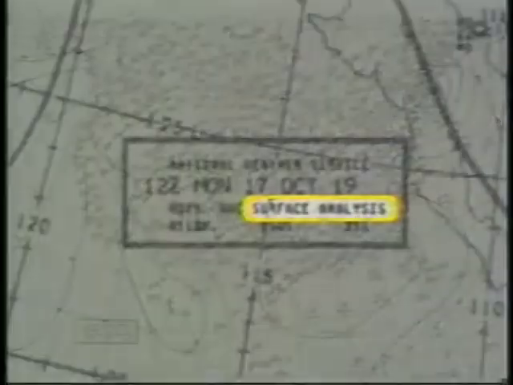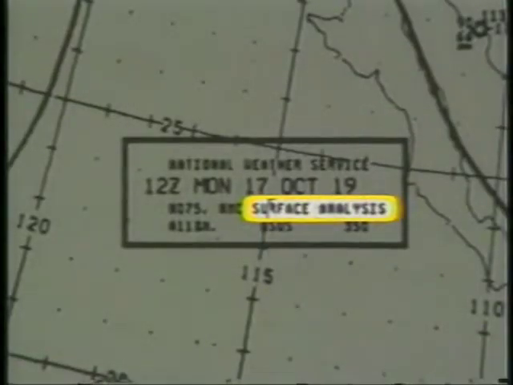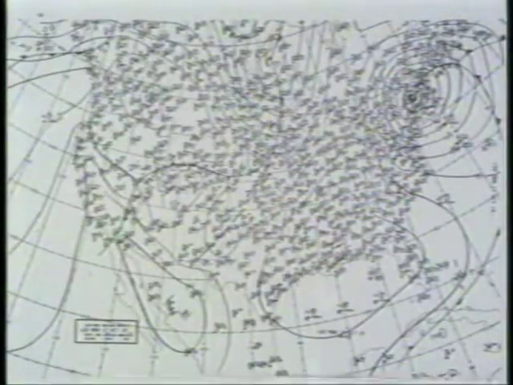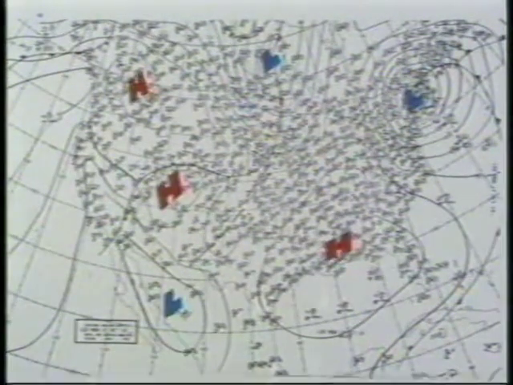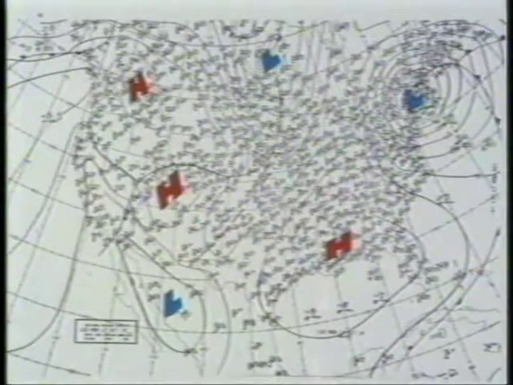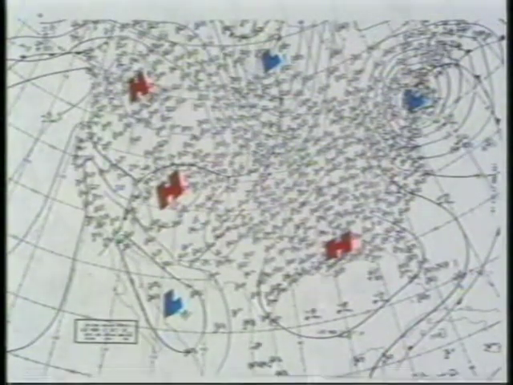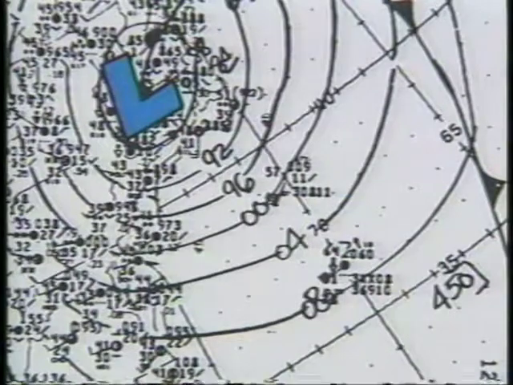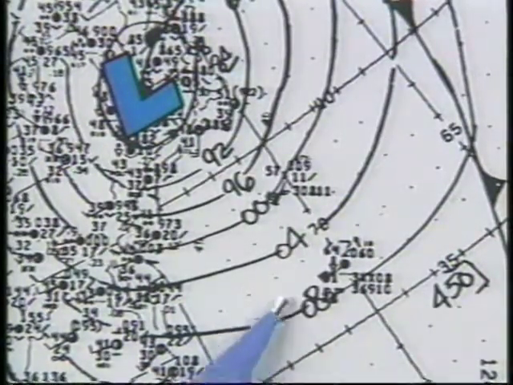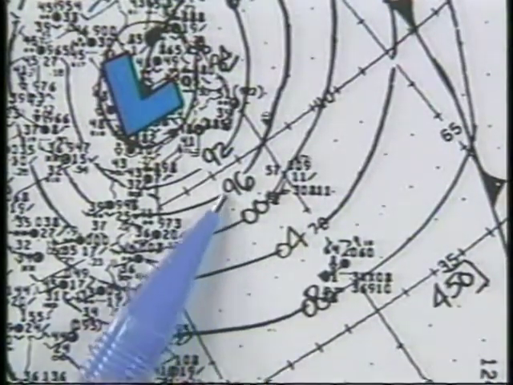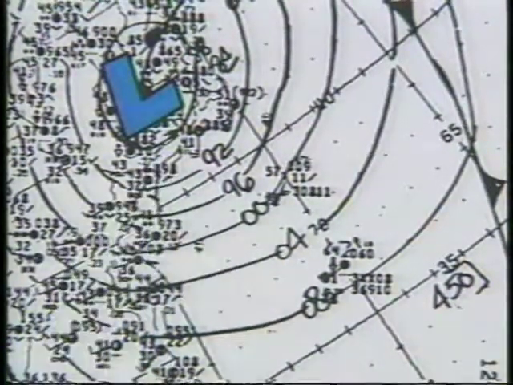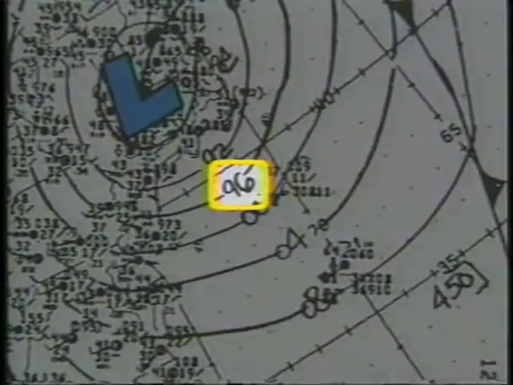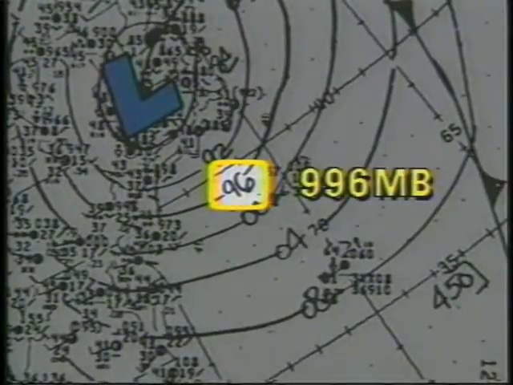The surface analysis chart is a good source for this type of information. Here, surface pressure, frontal areas, and surface weather information have been combined into a single graphic display. Low and high pressure centers are readily identifiable by large L's and H's. Isobars, connecting points of equal pressure, are plotted around these centers. They are normally drawn at 4 millibar intervals and are labeled with the last 2 digits of the barometric pressure. Here, the isobar labeled 96 represents 996 millibars.